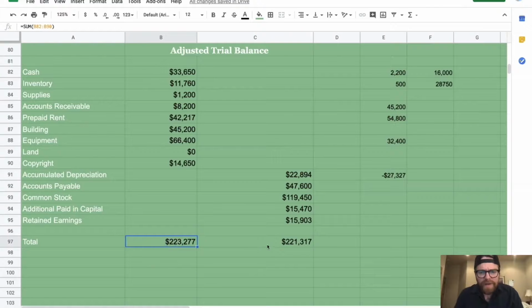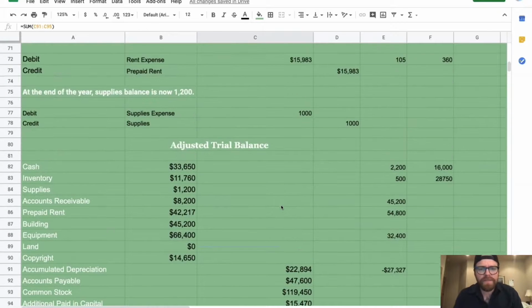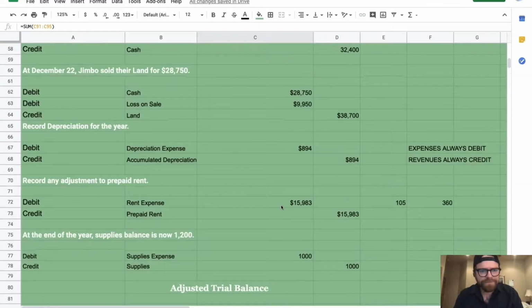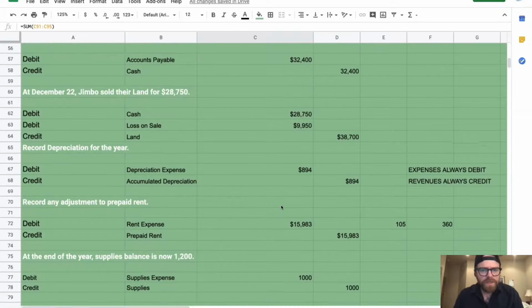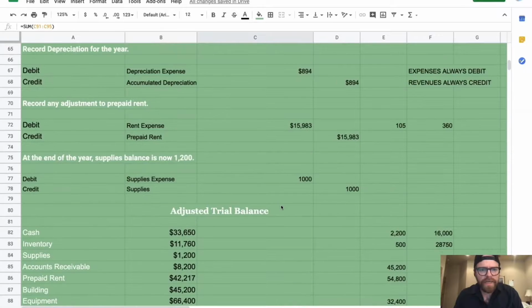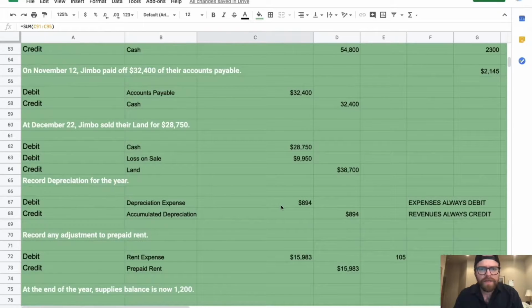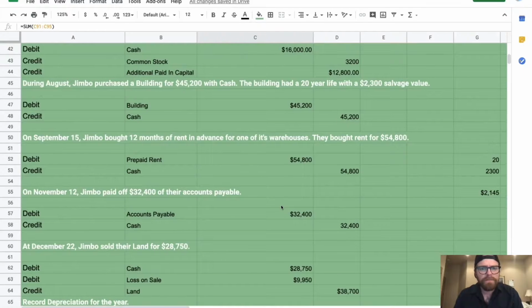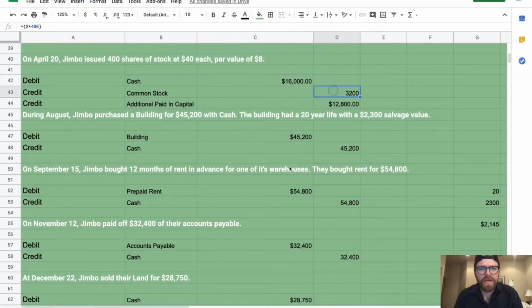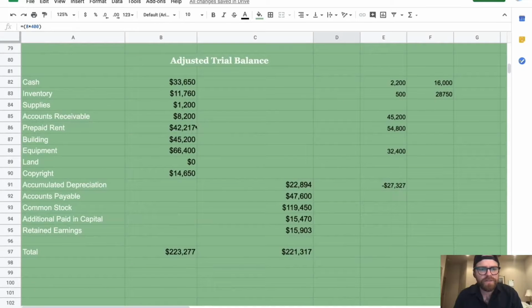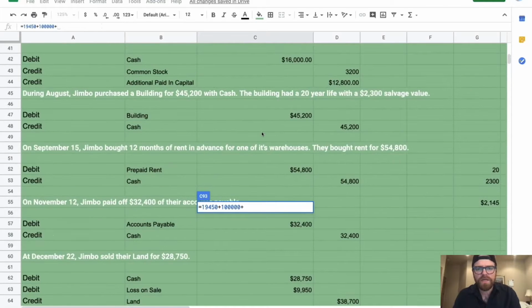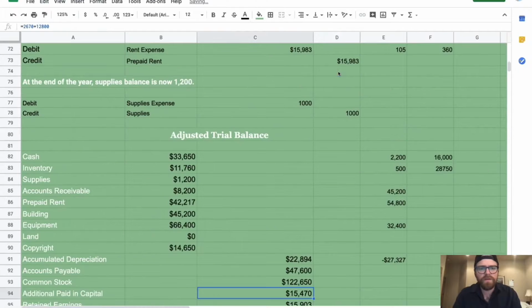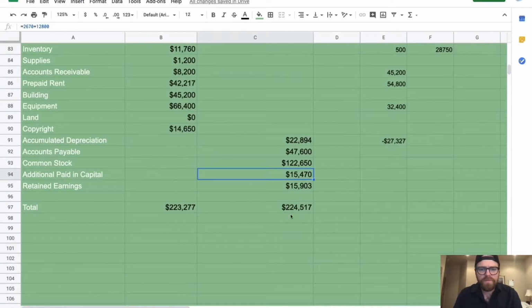So we're still off by a little bit here. Let's go ahead and investigate and see why. So we did our loss, we did our land that was gone, accounts payable, prepaid rent, cash went down. Common stock. I think that was one we missed there. So let's do that. Common stock plus common stock, 3,200, there. Still off by just a little.